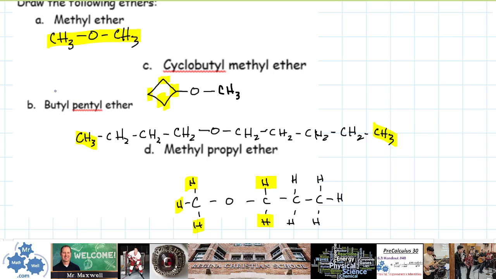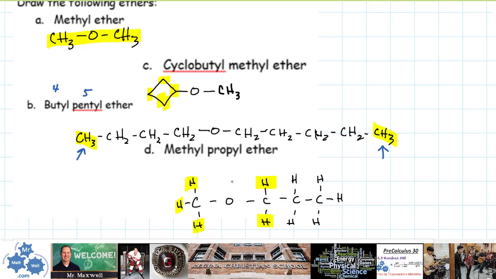Butyl pentyl. So butyl has 4, pentyl has 5. So we have 5 carbons and 4 carbons in straight chains. Please note, I highlighted this. There's a CH3 on either end. These are all CH2s in here. CH3 on the end, CH2s in the middle.